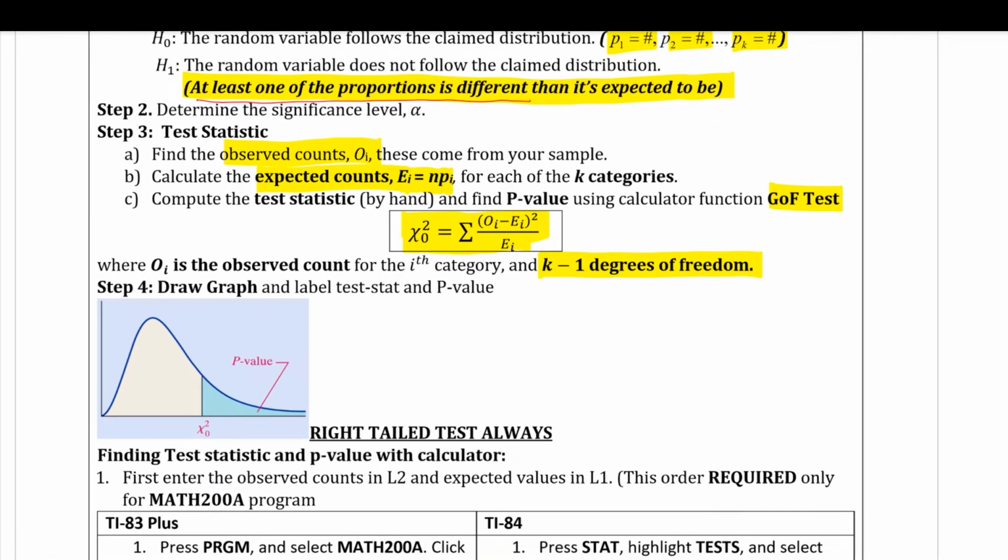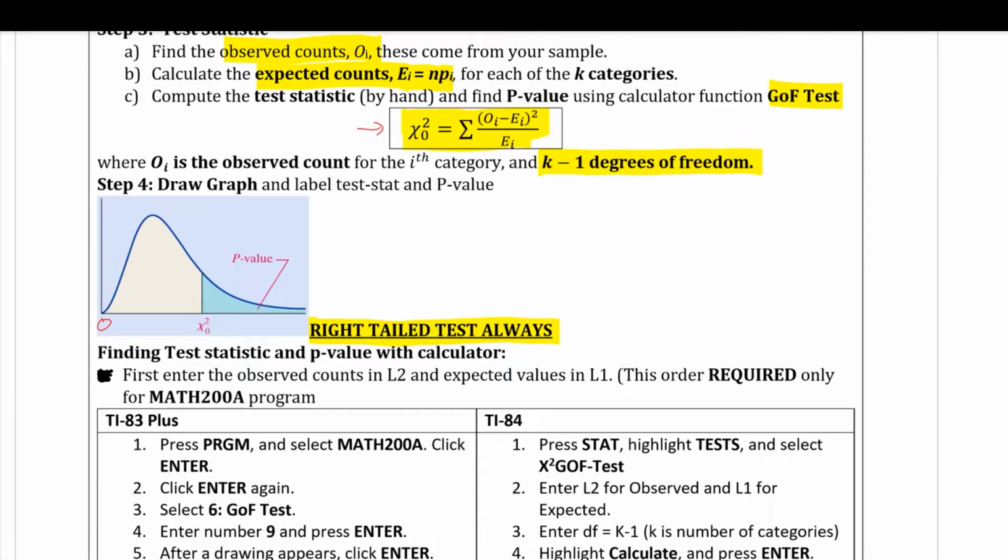Step 4, we're going to be drawing a graph here. The nice thing about this is these are always going to be right-tailed tests, which is really nice to deal with. We have a 0 here, and the test stat is right there at that partition. The p-value would be the area to the right of that test stat. It is a chi-squared distribution because the test stat is a chi-squared.